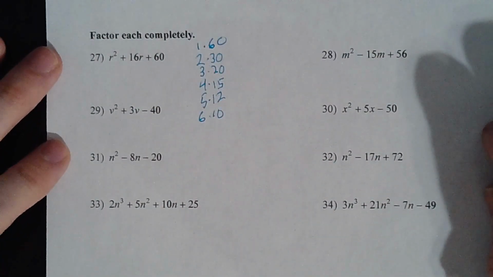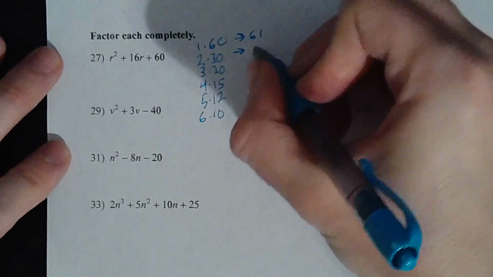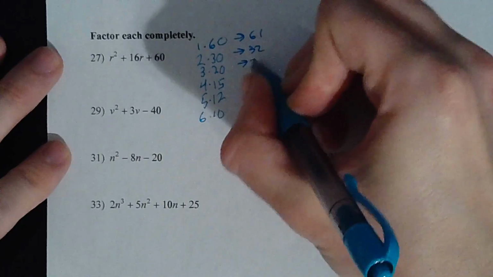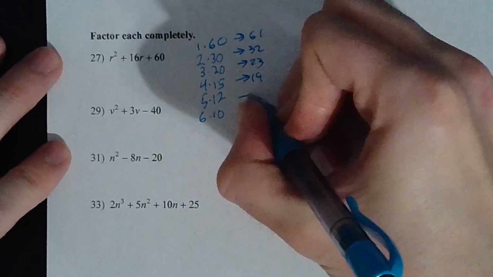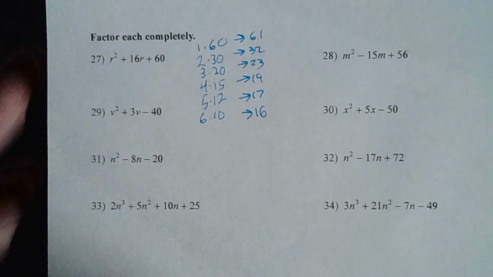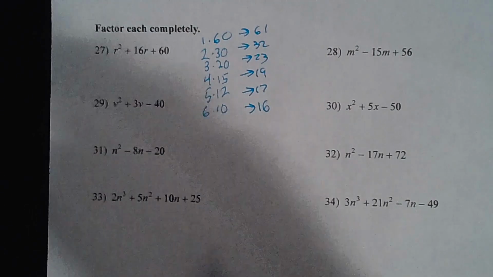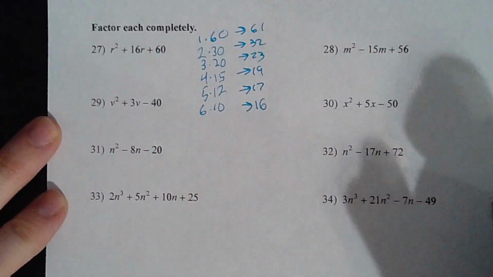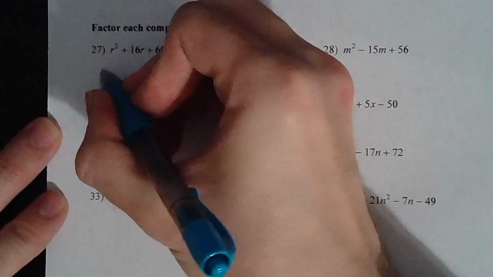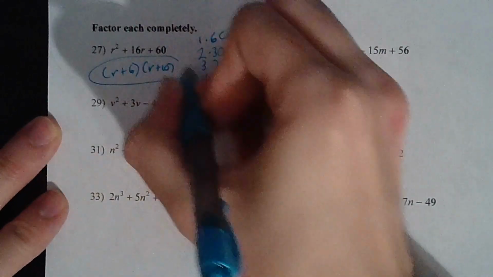And now we figure out what they add up to. So 60 and 1 is 61. 30 and 2 is 32. 23, 19, 17, and 16. So what is the overall result here? Our answer is going to be 16 because it adds to 16. So we got 6 and 10. R plus 6, R plus 10, that's the whole problem.